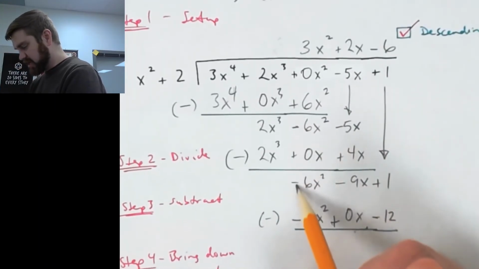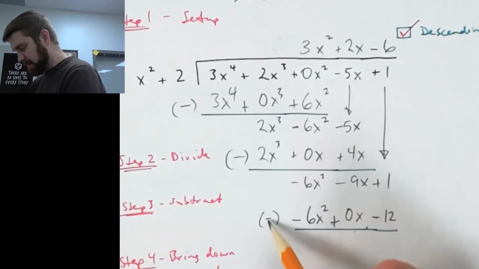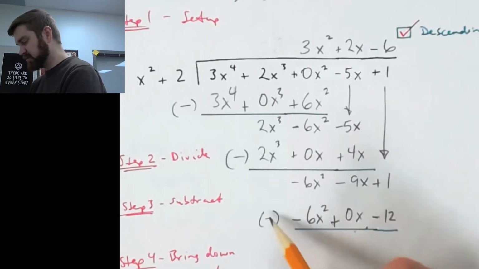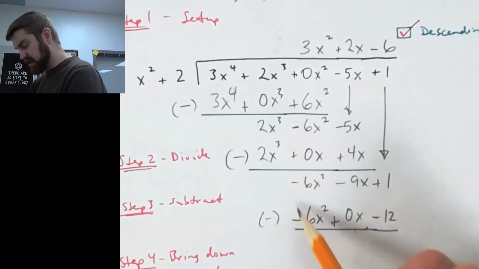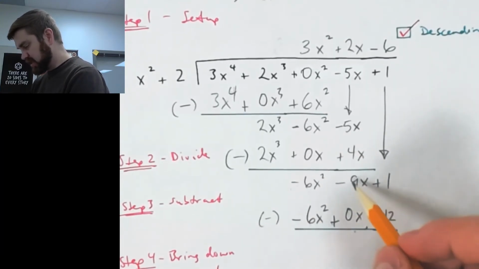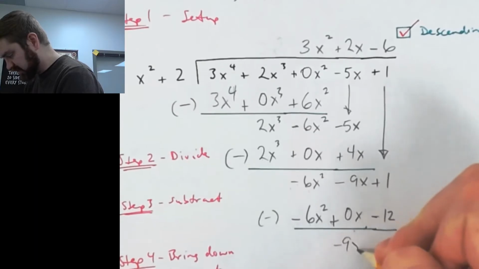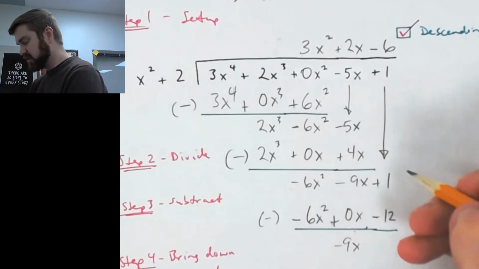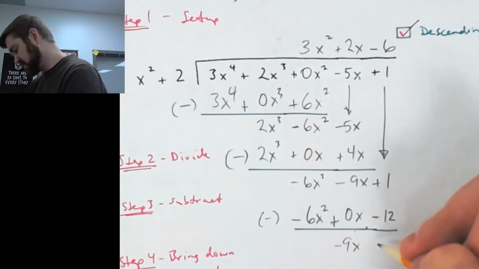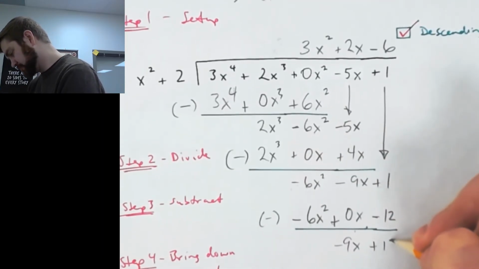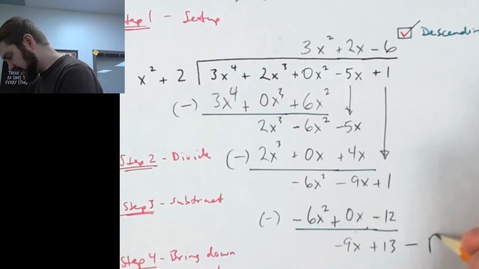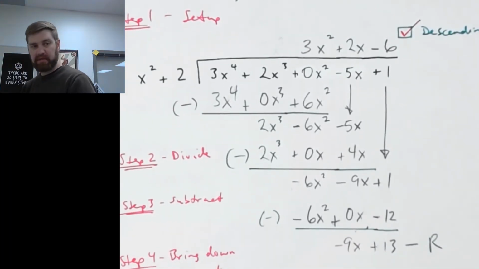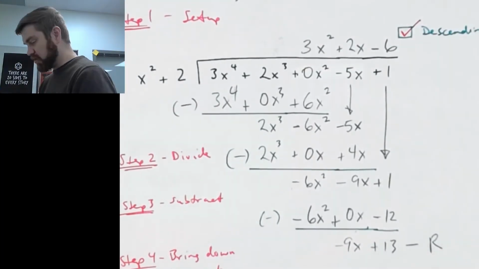Okay, I'm going to subtract everything. Okay, and so negative 6x squared minus negative 6x squared. So this will become a positive. Negative plus a positive cancels out. Okay, the negative 9 is still there. And then 1 minus negative 12. So 1 plus 12 will give me plus 13. Okay, and that actually becomes my remainder.